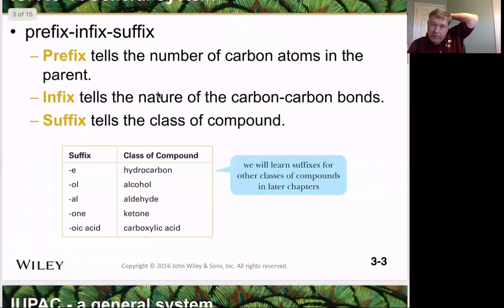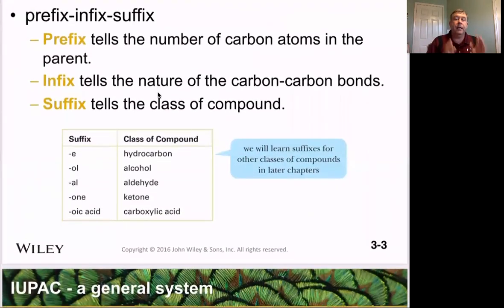Okay, so now that we have the infix, which tells us the nature of the carbon-carbon bonds, whether we have a single bond, a double bond, or a triple bond, the suffix actually tells us a little bit about the class of the compound or the functional group attached to it. So the suffix, in the case of a hydrocarbon, would be an E. So hexane, the AN is the infix and the E is the suffix. That tells us that we have a hydrocarbon and there's no other type of functional group available to it.